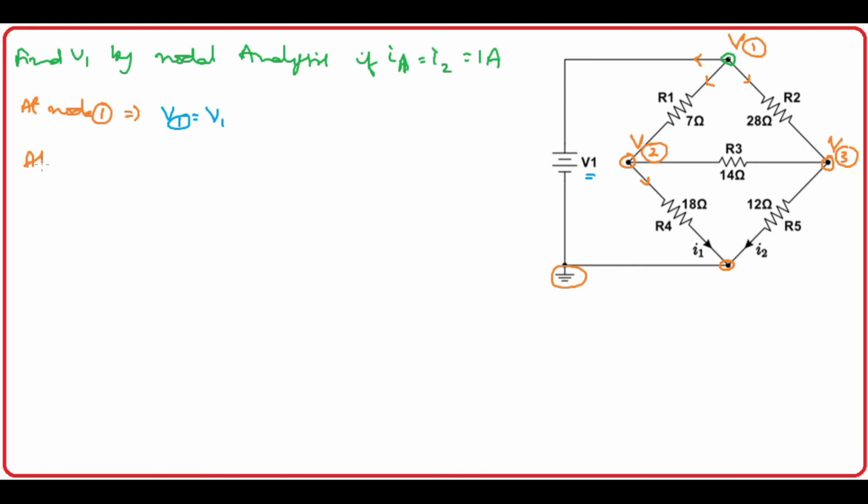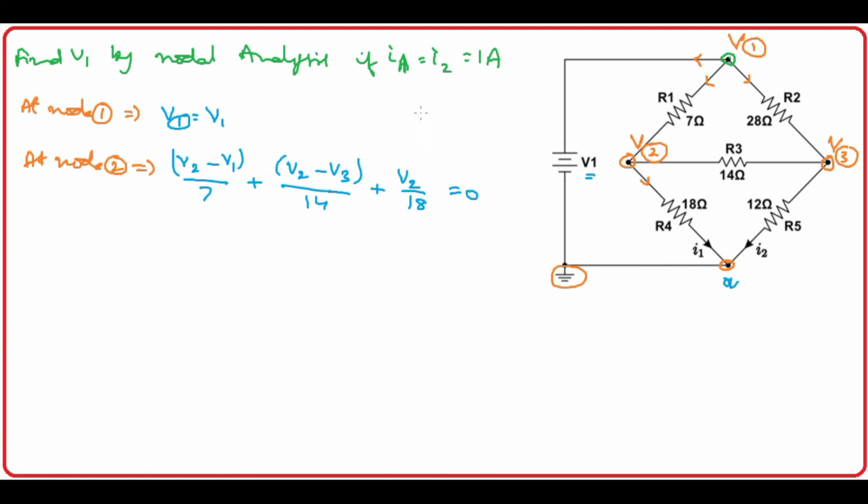Okay. So at node 2, it should be (V2 minus V1) divided by 7, plus (V2 minus V3) divided by 14, plus (V2 minus 0), so this is 0 volt, divided by 18, equal to 0. So that's all. What we can do is proceed with V2.